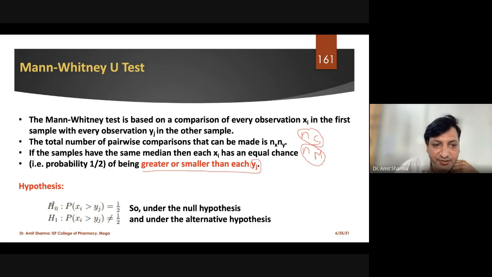The null hypothesis says what? The null hypothesis says that the probability of an individual of X being more than Y is equivalent to half under the null hypothesis. And the opposite of that, not equivalent to half, will be considered under the alternative hypothesis. So what we have to do is reject this.